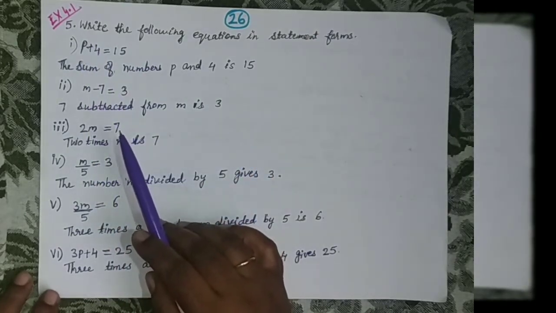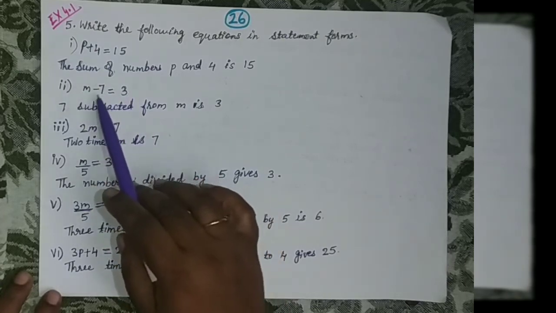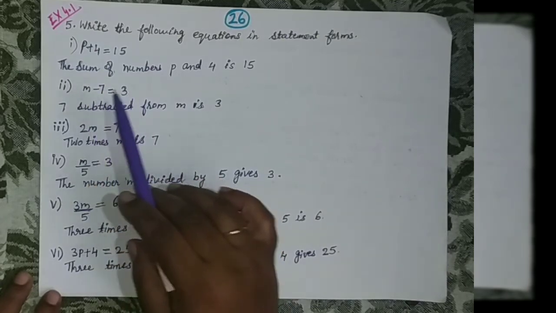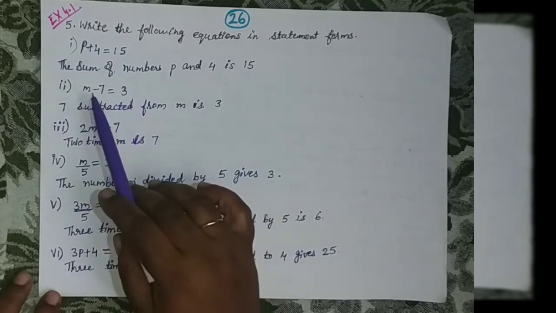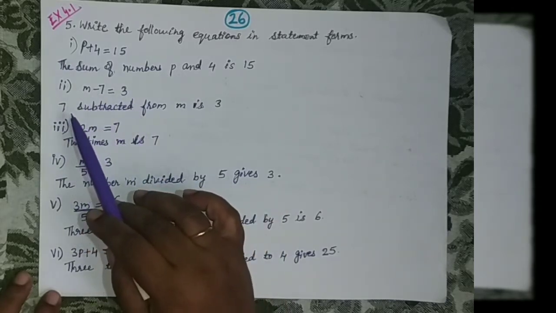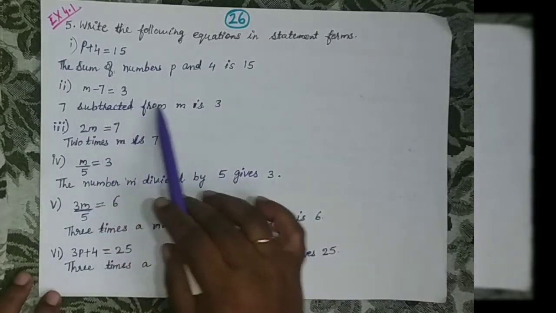Okay. Now second one, m minus 7 is equal to 3. You can see here LHS part subtraction is there. And the answer is 3. RHS is 3. And what is subtracted from m? 7 is subtracted. So you can write 7 subtracted from m is 3. The statement is this. Okay.